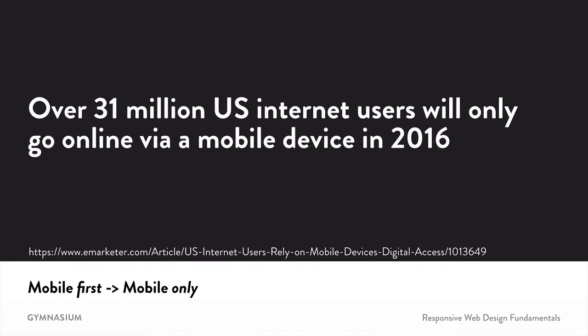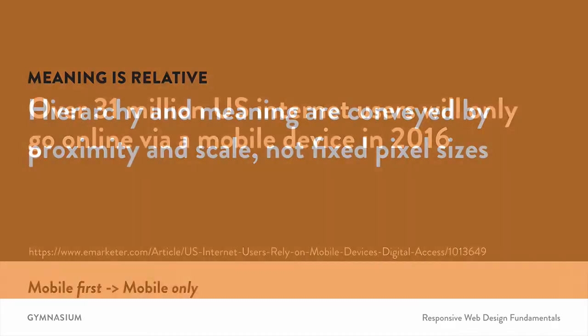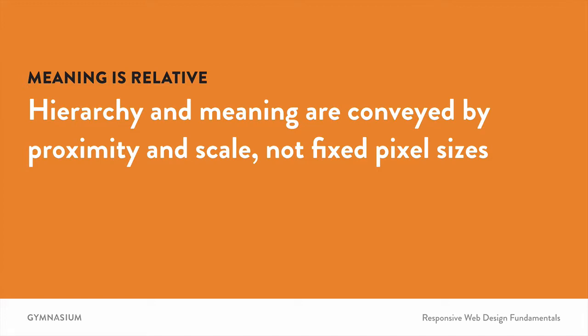Another little fact is that over 31 million US internet users will only go online via a mobile device in 2016. And that number is only getting bigger. Just to give you a general sense of it, that's accounting for just over 50% of the actual web access in the US, and it's even higher if you look at other markets around the world. So we really have to stop and think it's not just mobile first, it may very well be mobile only. So when we're thinking about how we make sure that our meaning and intent is translated when the screen size keeps changing, we have to start thinking about proximity and scale and not fixed pixel sizes.